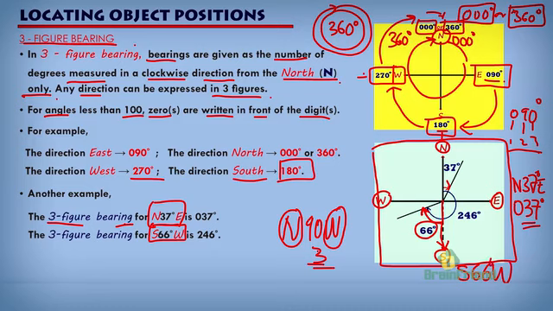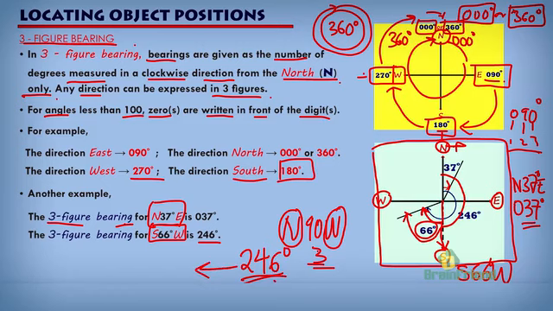But in the 3 figure bearing method, we said measurement is taken from the north only. So we take our measurement all the way from the north. That's 90 degrees, that's 180 degrees, and then plus our 66 degrees added here. 180 degrees plus 66 degrees gives us 246 degrees. So we write that in 3 figures, 2, 4, 6 degrees. This is how this is written in the 3 figure bearing method.